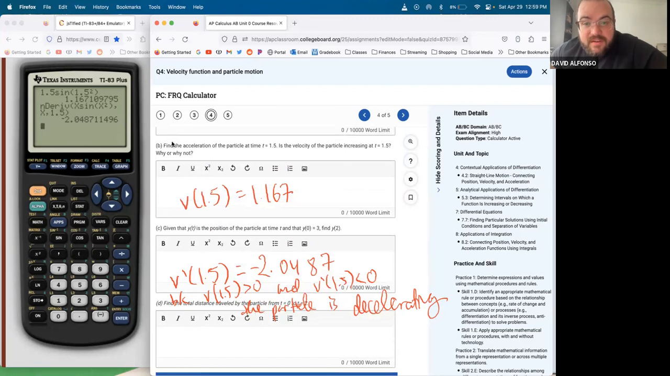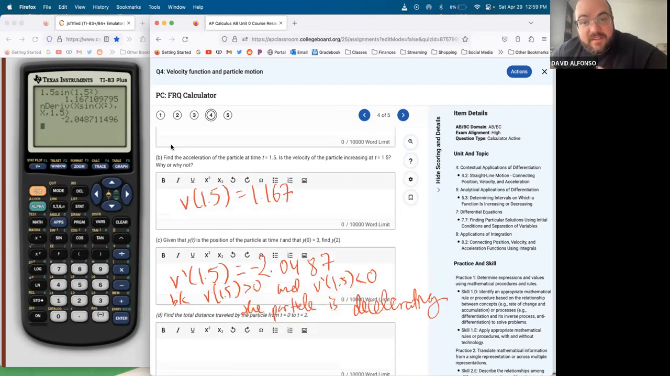Now, if they would have specified find A of t, yes, you would have had to do the product rule to find that. But they didn't tell you to, I mean, you have to find it, but the calculator does it for you. So I don't know why they wrote that, but.